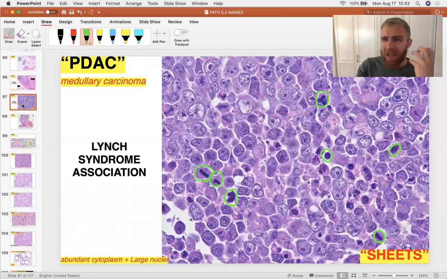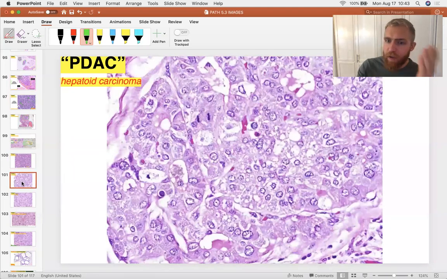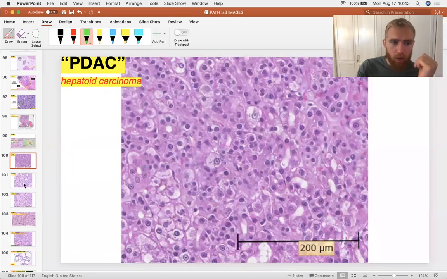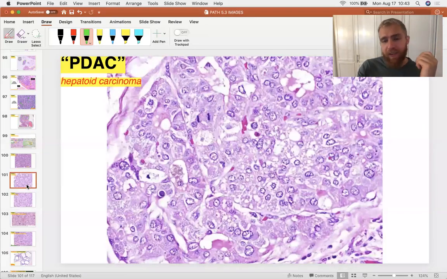No great way for me to tell you how to tell it apart from a medullary carcinoma. This is a lot less common. And again, there's nothing specific they want to ask you about this one. There's just nothing to ask you about it other than, here it is. And again, they probably would not just ask a question about it.